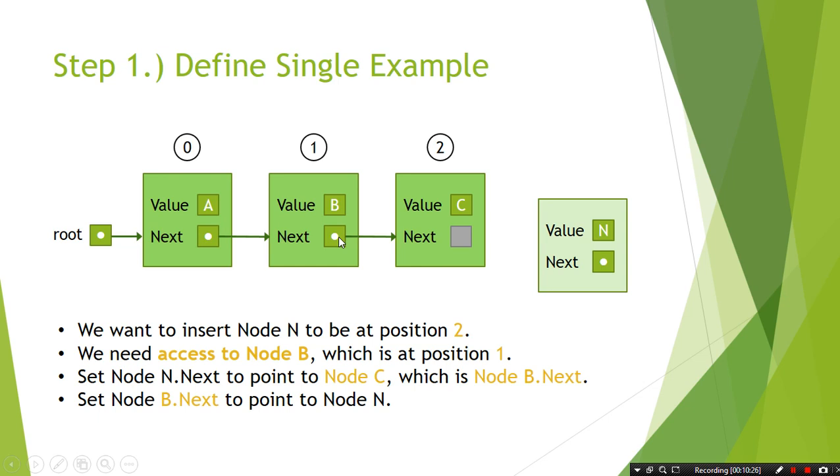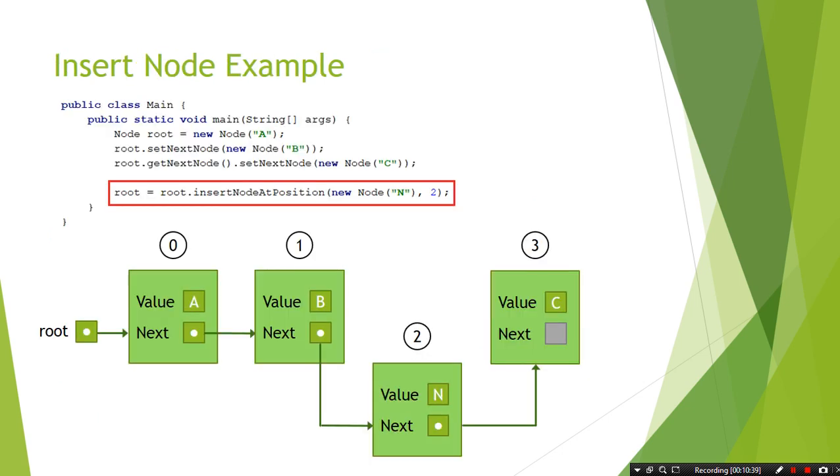So imagine if I point B at N, so now B is pointing to N, and C is just floating around there. We no longer have a reference to it. It would get garbage collected, destroyed. So we can't do that. We actually have to change the pointer of C first. So, I'm sorry, the pointer of N first.